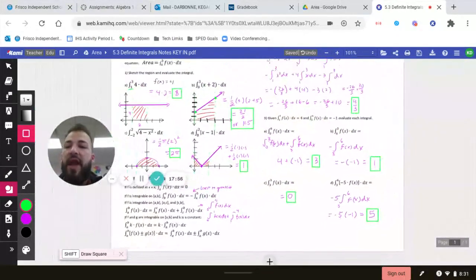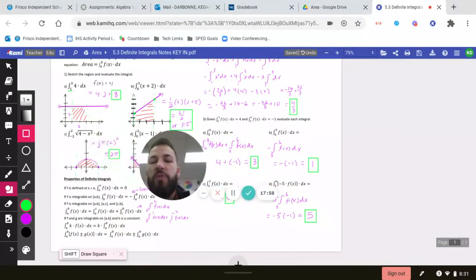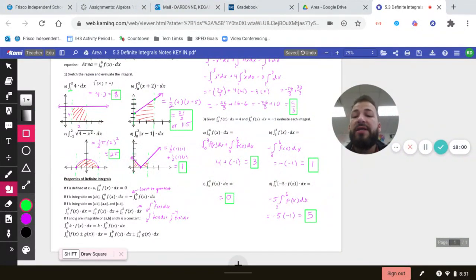All right, y'all. So that is the other half of 5.3. So our definite integrals, where we're finding areas, and our definite integrals, where we're just evaluating those integral properties, kind of starting to build that foundation of understanding what an integral is, understanding how to integrate before we get into our more advanced integrals for the rest of Chapter 5.